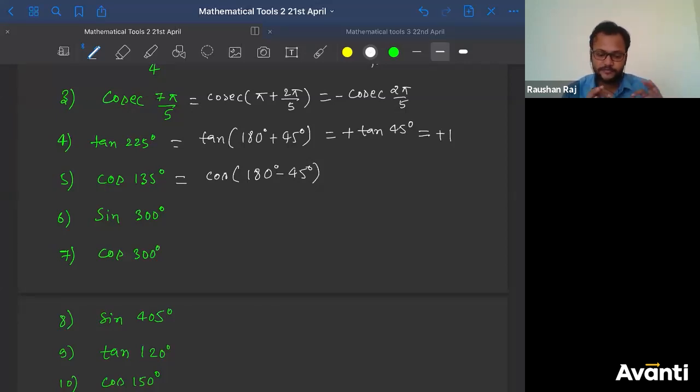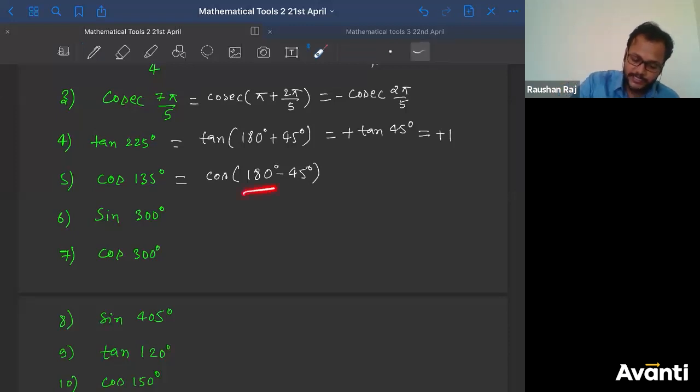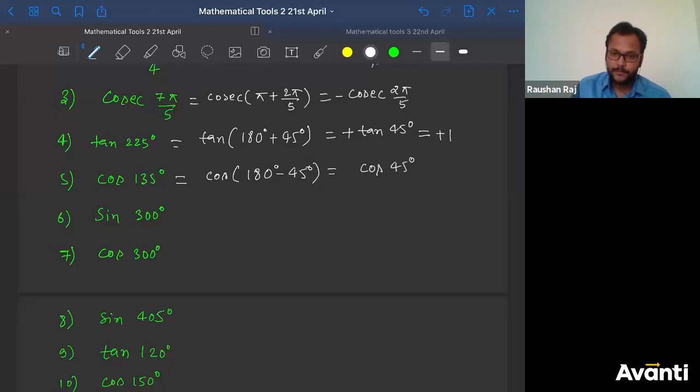Now this is also in the form of n pi plus minus theta. Here it is pi minus theta. The moment I see n pi here, I have to copy the same trigonometric function, cos, and write the acute angle 45. Now what about the sign? In which quadrant is this angle lying, guys? 135: in which quadrant will this lie? This is greater than 90, less than 180.